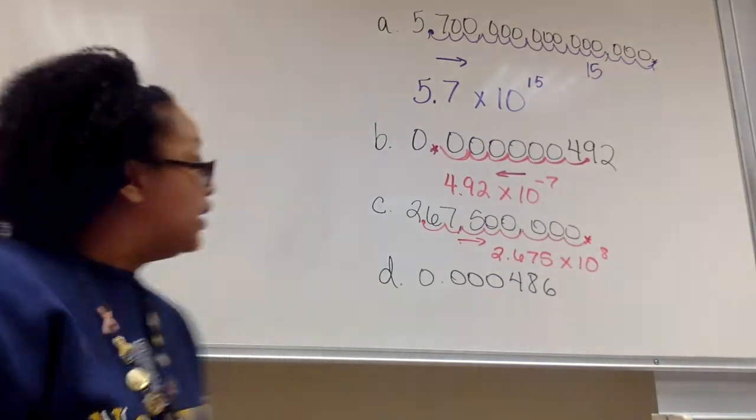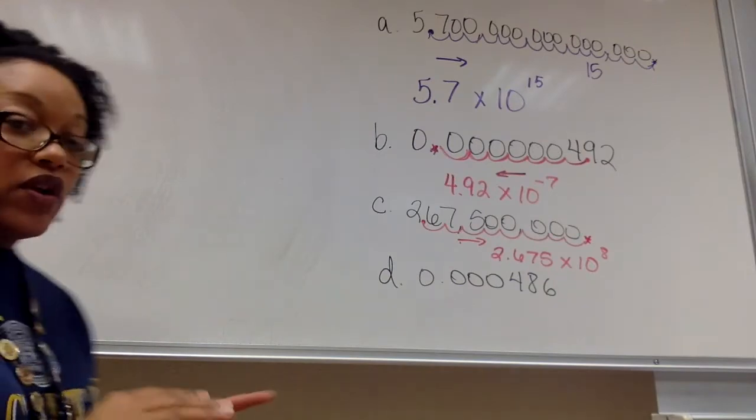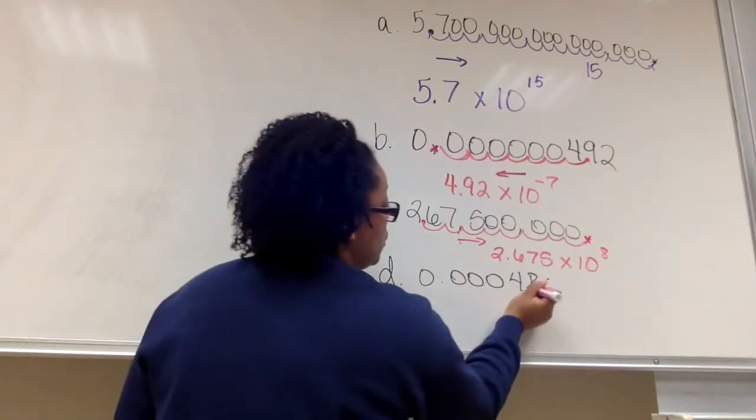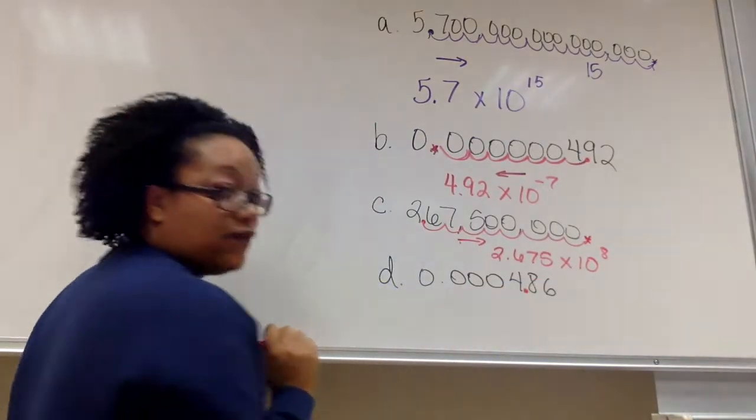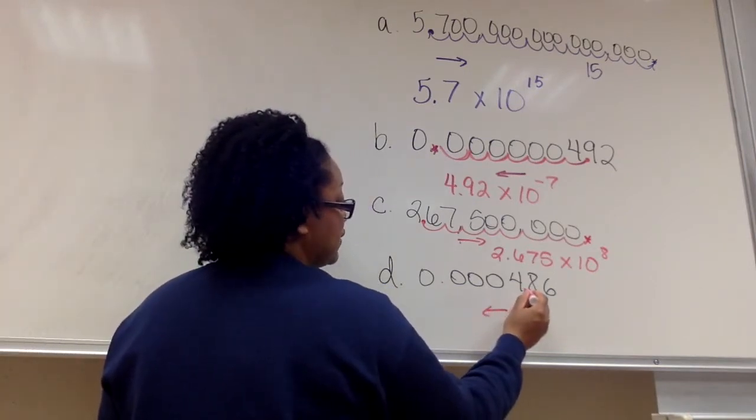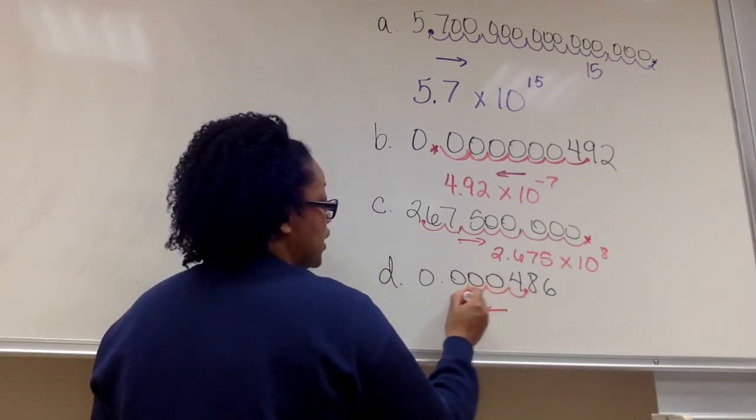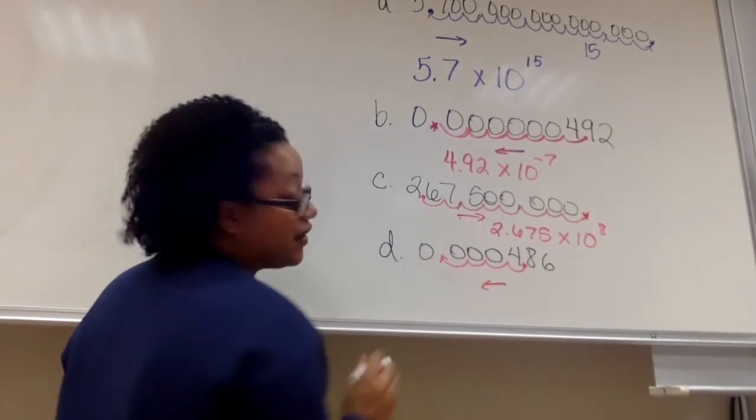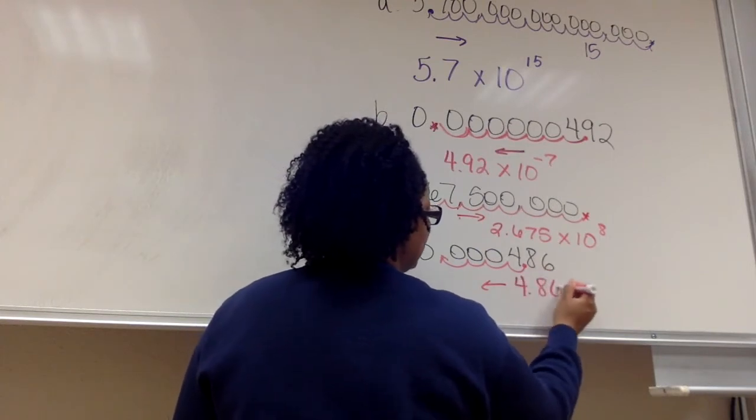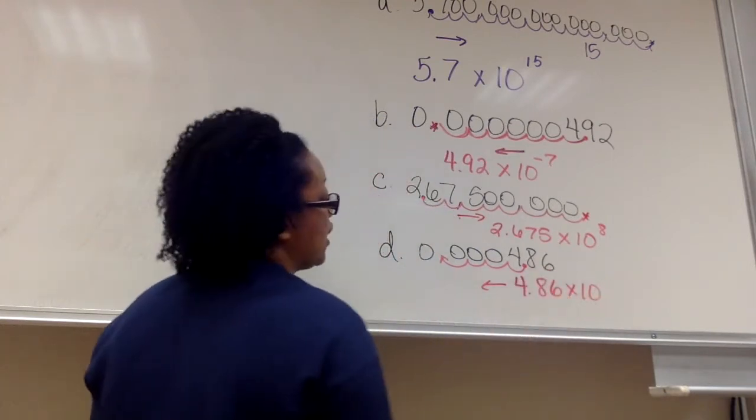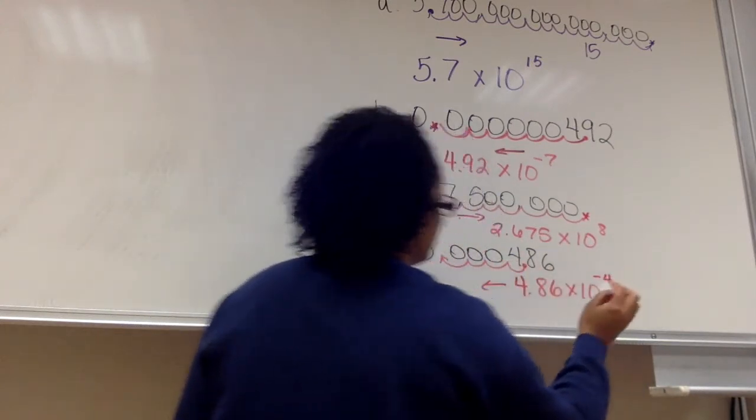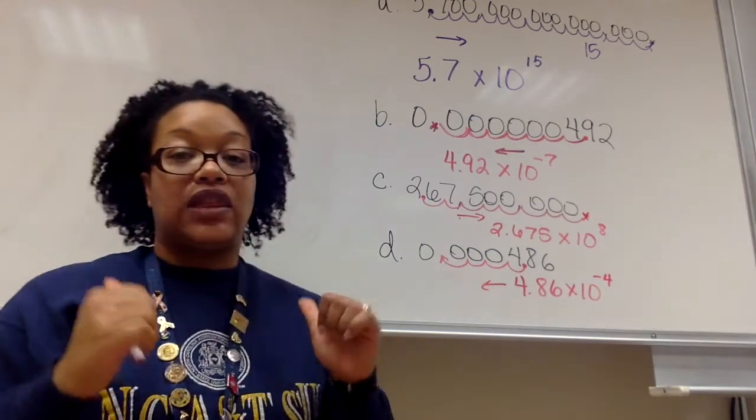All right? Letter D, this is the last one. It's a very small number because it's got all those decimal places. I'm going to put my new decimal spot right there to make that 4.86. I'm going to move to the left to get to the original decimal place. 1, 2, 3, 4. So this last example here, the answer in scientific notation is 4.86 times 10 to the, I forgot how many I counted. Wait a minute. 1, 2, 3, 4. 10 to the negative 4. And it's negative because we went to the left.